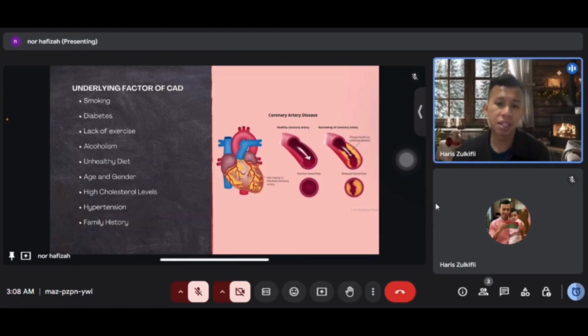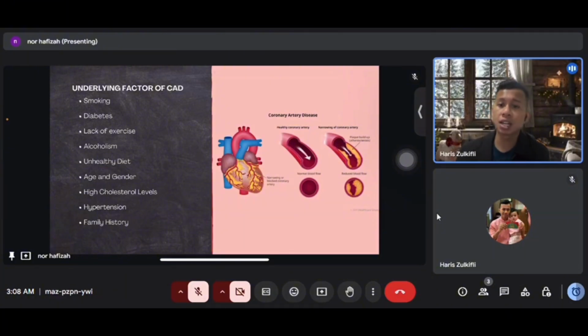The fourth one is alcoholism. Heavy drinking raises the blood pressure, cholesterol, and triglycerides, and also increases the risk of CAD. The fifth one is unhealthy diet. A diet high in fat and sugar can increase cholesterol, blood pressure, and weight, leading to CAD. And the next one is age and gender. As you age, your risk increases. And for gender, men are at more risk early, but women's risk rises after menopause.